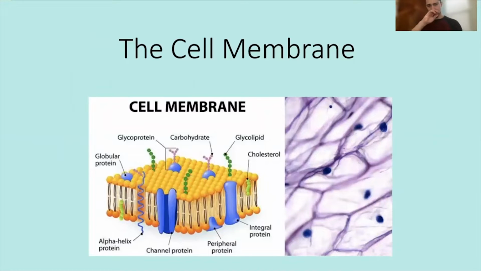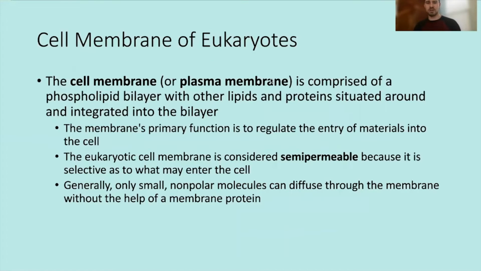We'll start just by talking a little bit about the cell membrane, its structure, and what it functions as. So in eukaryotes, the cell membrane, also known as the plasma membrane, is comprised of a phospholipid bilayer with other lipids and proteins situated around and integrated into the bilayer. So bilayer, obviously, we have two layers that are on top of each other, and it's created of phospholipids, which are a little different than the triacylglycerols or triglycerides that we've been learning about, which we will talk about as well. So the membrane's primary function is to regulate the entry of materials into the cell.